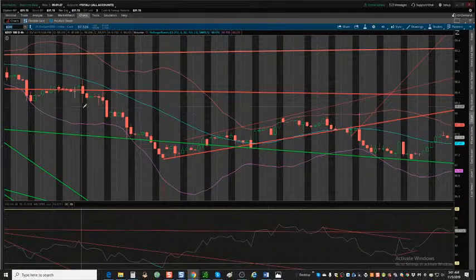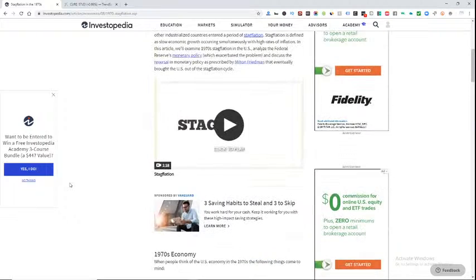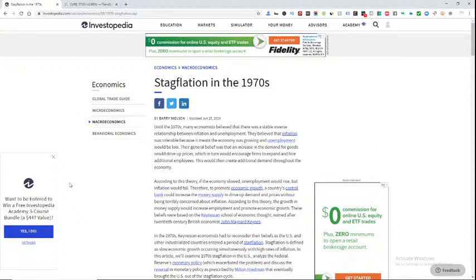Okay, what is stagflation? The reason why we're going to talk about stagflation is because it's really what our thesis is based upon right now for the core positions that we find ourselves in, which is gold, actually the gold miners, not necessarily gold, and silver.